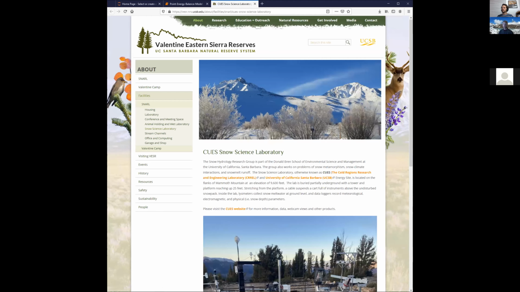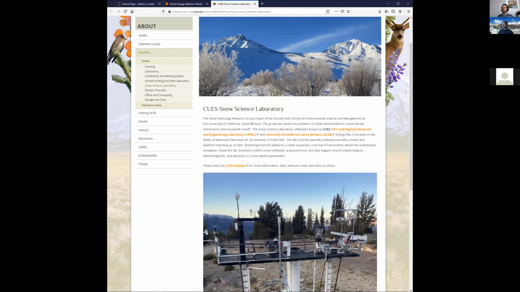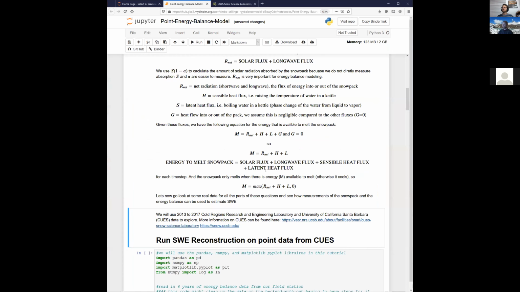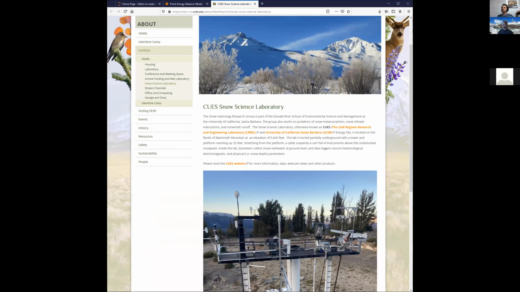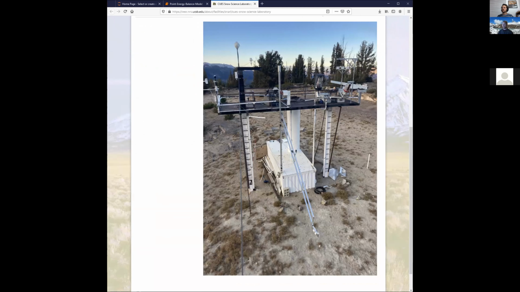So we work at this location here, and we have this thing called the Snow Science Laboratory. This is a link that is in the lab that you can go to. And this picture on my screen is our station where we measure all the properties of the energy balance for the snow. I'm going to go through and explain how we can measure the long wave radiation, the short wave radiation, and these sensible and latent heat exchanges at our station.